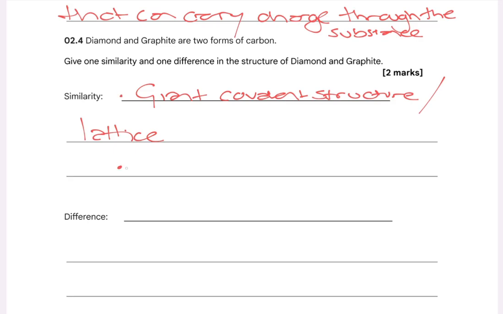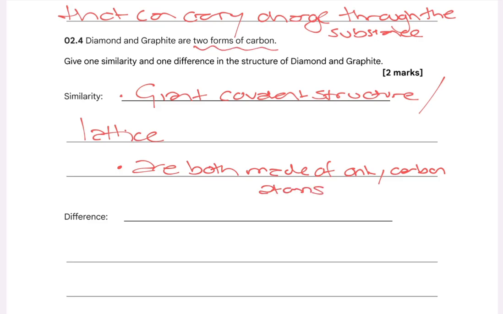An alternative would have been that both diamond and graphite are, as it also says in the question, both made of only carbon atoms. So we're not strictly repeating the question. It does say two forms of carbon, but we're actually just getting a little bit more specificity of saying they're both made of carbon atoms only. So it's just allowing us to illustrate that we know that it's just two different forms of the same element.